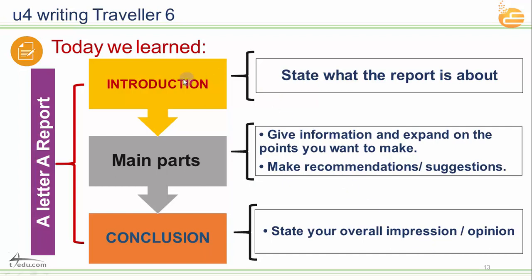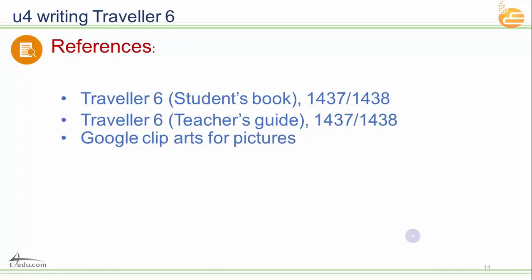So we have an introduction where you state what the report is about. And in the main parts, you give information and expand on the points you want to make. Also, you can make more recommendations and suggestions for people to visit this kind of place. And finally, we end with a conclusion where you state your overall impression and opinion. These are the references taken from your book Traveler 6.